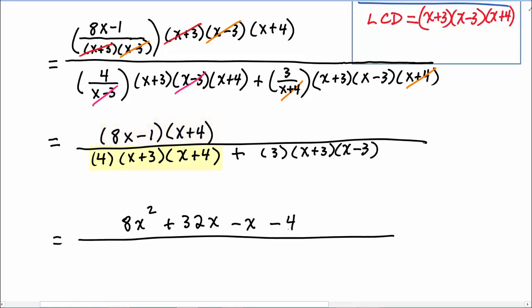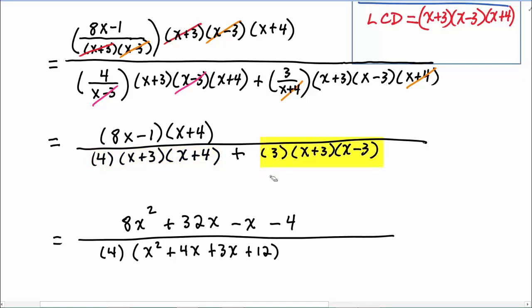In the denominator, we'll first want to FOIL this out before we take it times the 4. So we'll leave the 4 alone for now and go first times first is x squared. Outer times outer is plus 4x. Inner times inner is plus 3x. And last times last is plus 12.